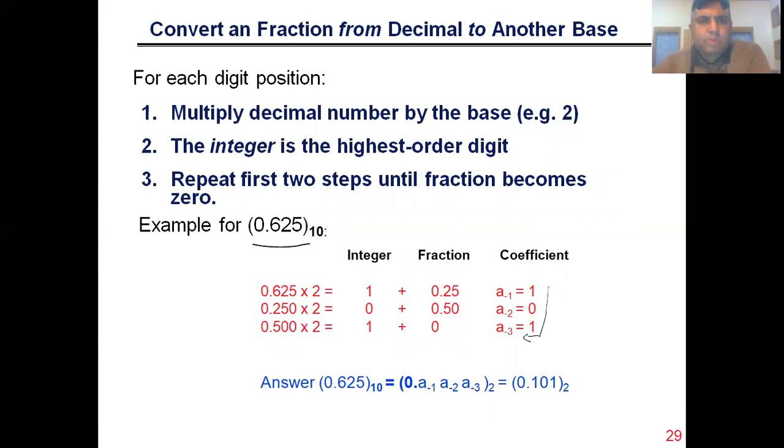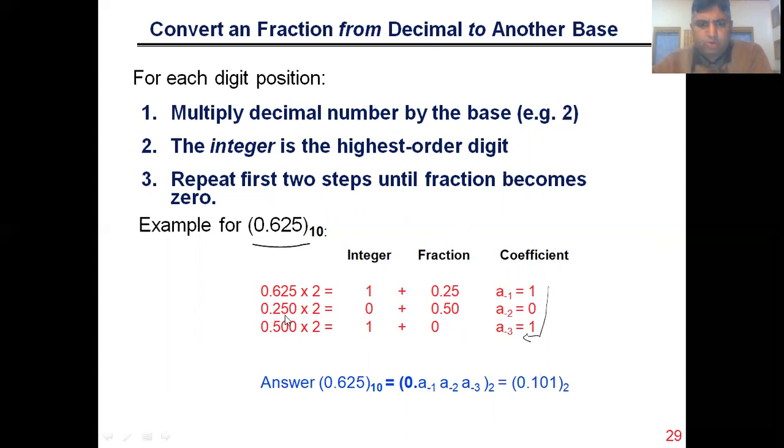Okay, convert a fraction from decimal to another base. Let's say we have the decimal number 0.625 and we want to convert it into a binary number. What we will do is multiply the decimal number by 2. The integer is the highest order digit, and repeat the first two steps until the fraction becomes 0. So 0.625 times 2 becomes 1.25. 1 is the integer, 0.25 is the fraction.